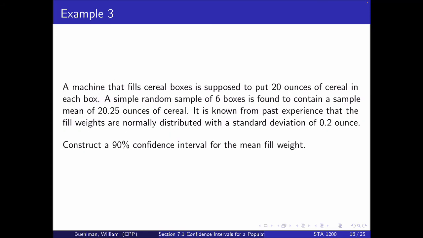Example 3. A machine that fills cereal boxes is supposed to put 20 ounces of cereal in each box. A simple random sample of 6 boxes is found to contain a sample mean of 20.25 ounces of cereal. It is known from past experience that the fill weights are normally distributed with a standard deviation of 0.2 ounces. Construct a 90% confidence interval for the fill weight.